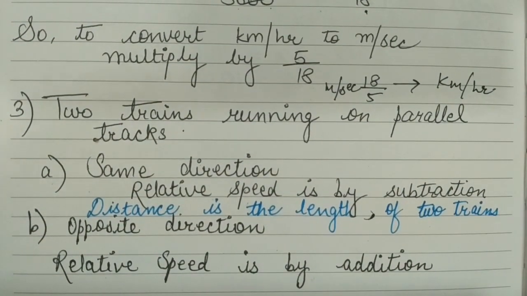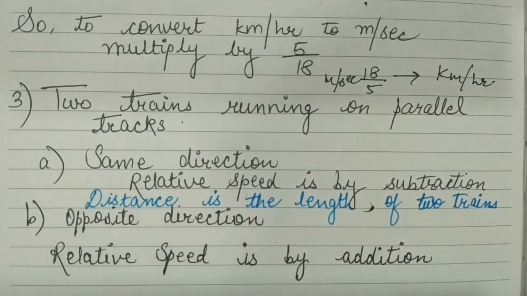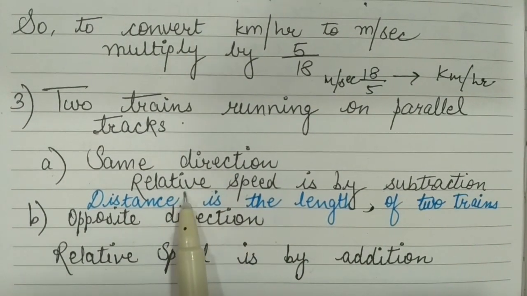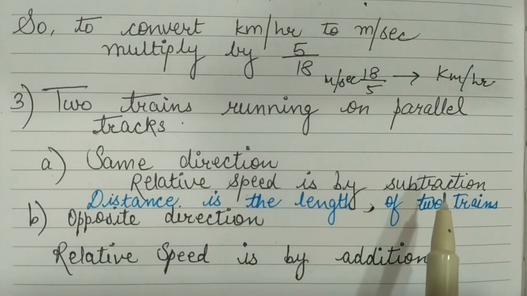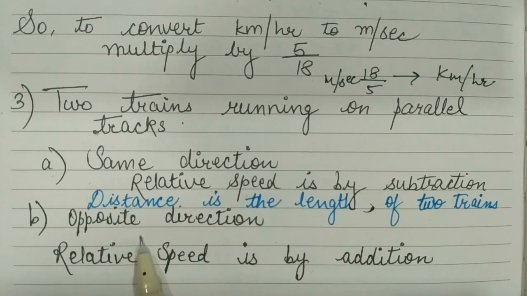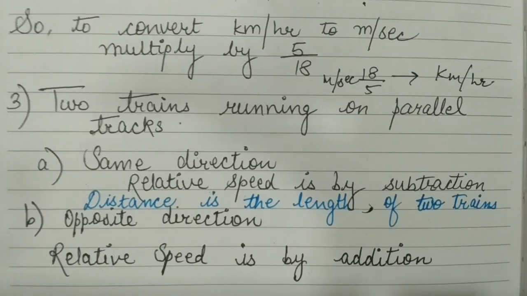Next case is of two trains running on parallel tracks. They can either be in same direction or in opposite direction. When the trains are running in same direction, the relative speed is calculated by subtracting the speed of the given trains. The distance calculated will show the combined length of the two trains. When the trains are running in opposite direction, relative speed is calculated by adding the speed of the two trains.